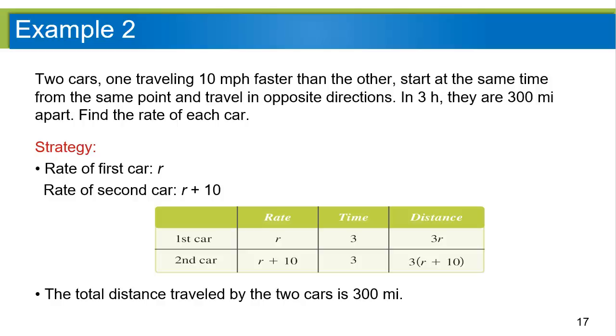We know that they traveled each for 3 hours because these guys start at the same time, not like the previous one where one car started 2 hours before the other. So we now know their distances, r times 3, and then r plus 10 times 3. And then what do we know if the total distance is 300 and they're going in opposite directions? Do we add their distances or do we subtract their distances? Well, if they go in opposite directions, in 1 hour, let's say one goes 20 miles, the other goes 30 miles, aren't they now 50 miles apart? So you have to add those.